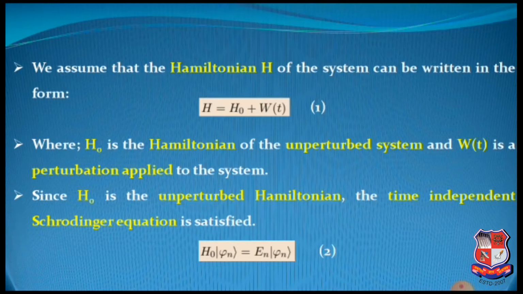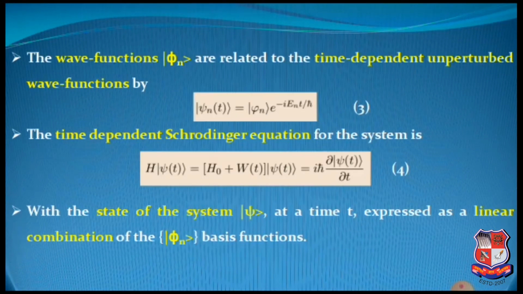Since H0 is the unperturbed Hamiltonian, the time independent Schrodinger equation is satisfied as H0 psi is equal to En psi. So this is equation number 2. H psi is equal to E psi. That was the general Schrodinger equation, and for the unperturbed Hamiltonian we can write down equation number 2.